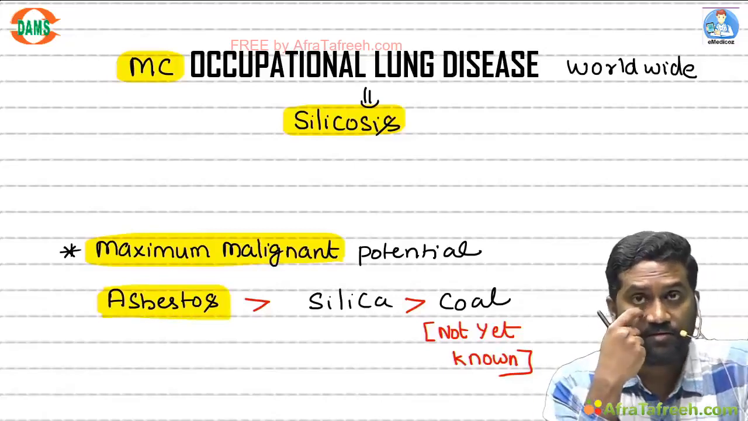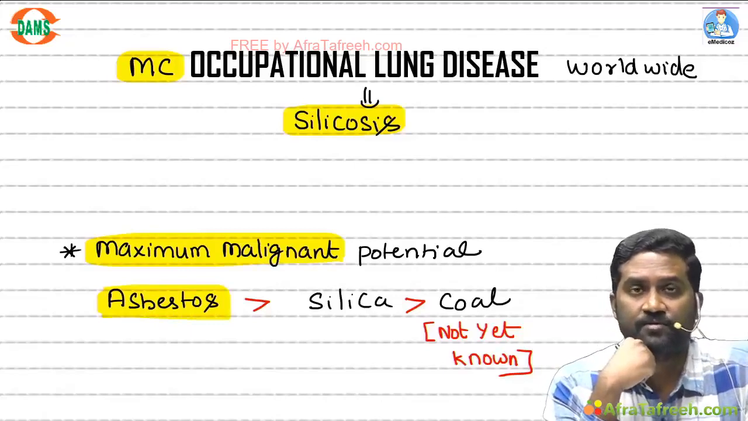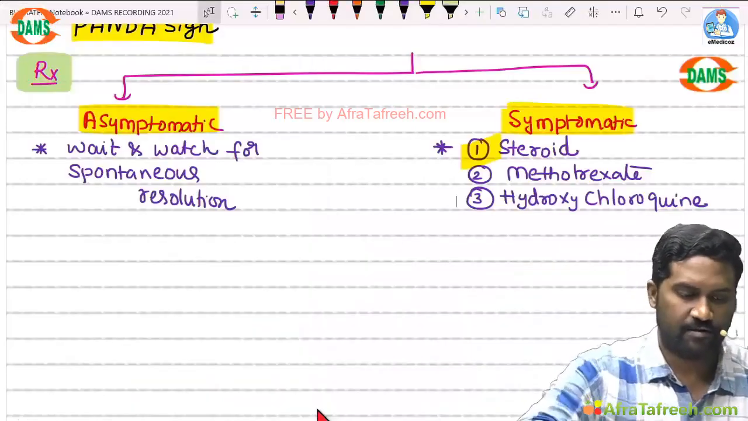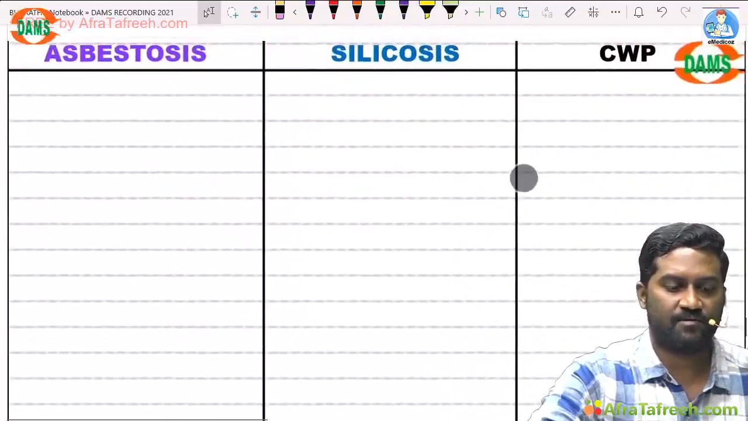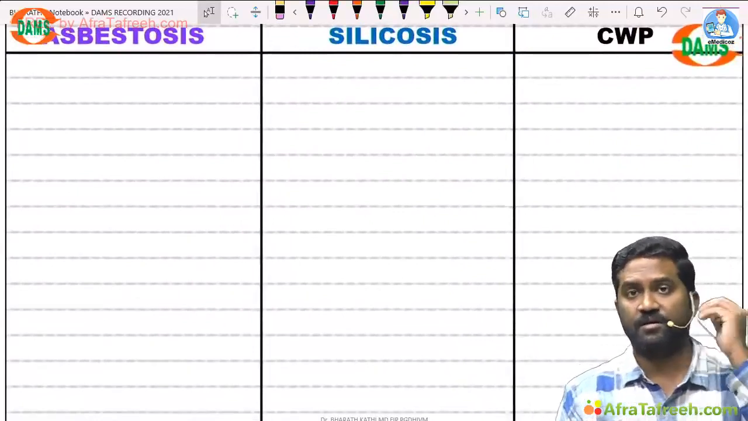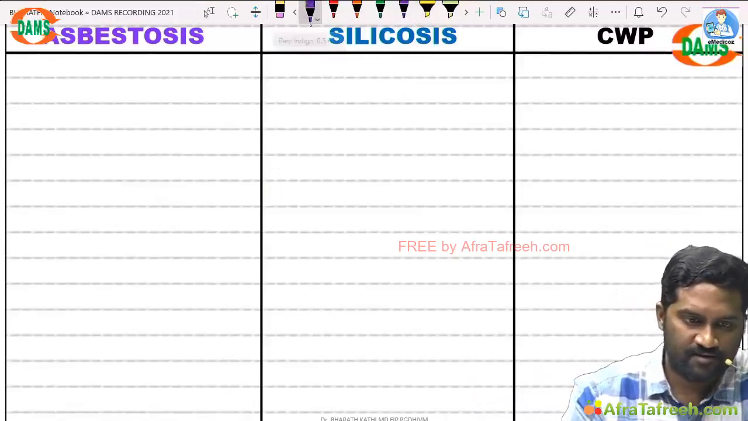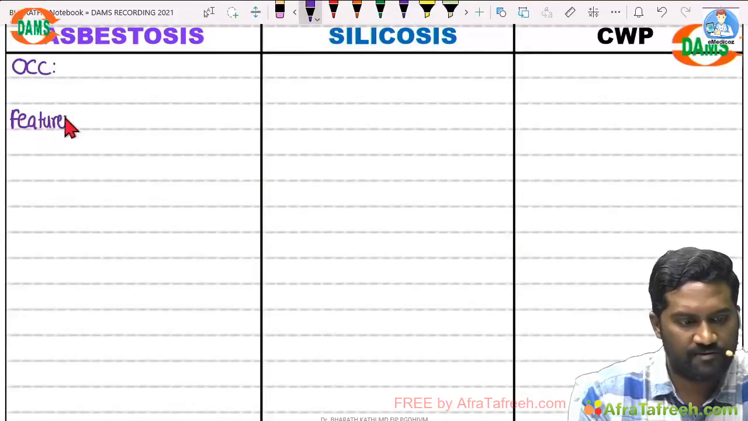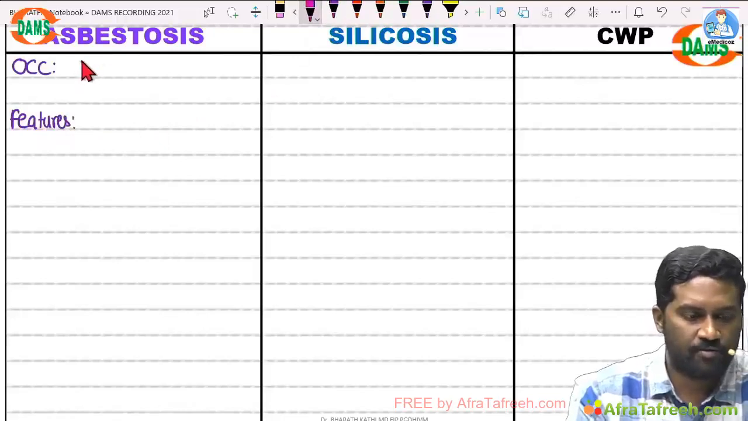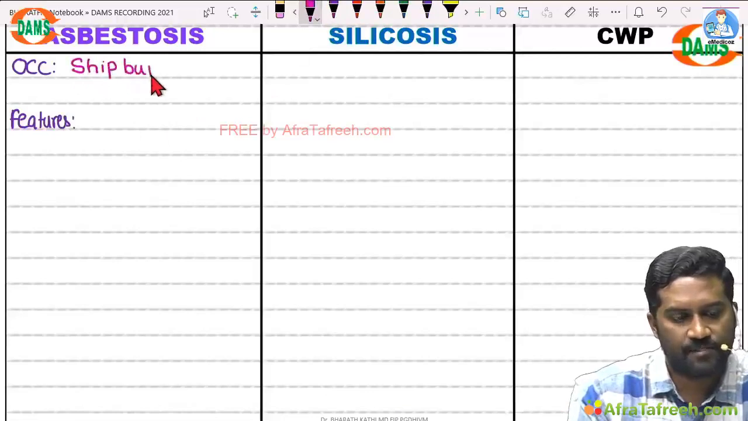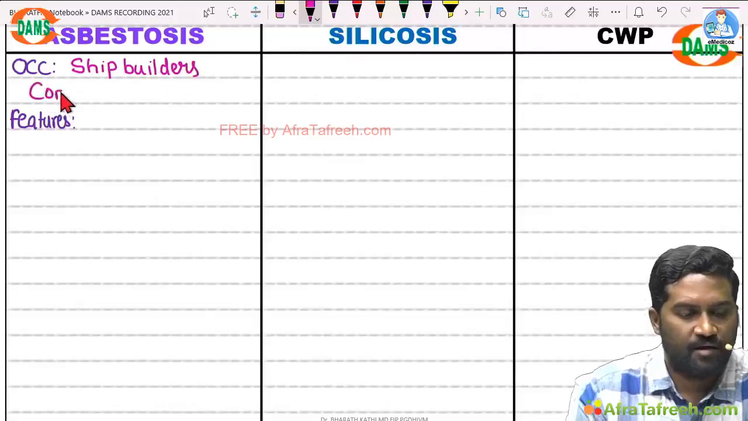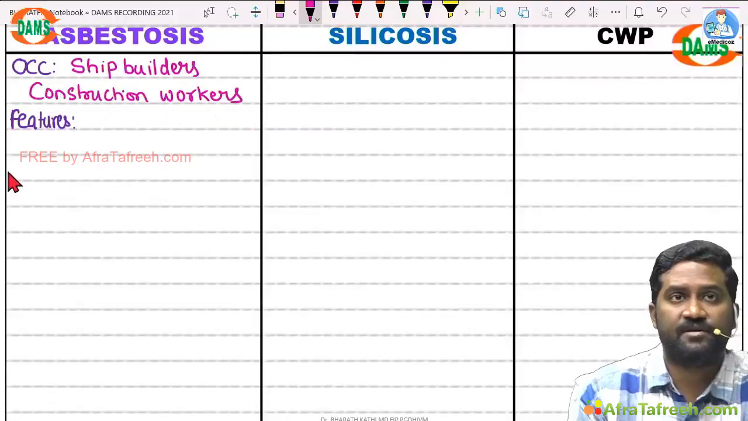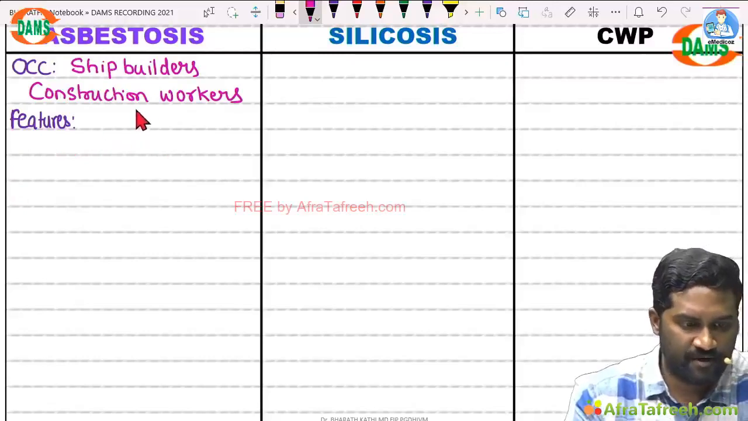For your exam they will ask you the differentiating features of silicosis, asbestosis, and coal workers' pneumoconiosis. I have made this into a table for easy understanding. So write down the important differentiating features of asbestosis, silicosis, coal workers' pneumoconiosis. We will discuss in terms of what are the occupations responsible and what will be the important features. For asbestosis, occupations will be shipbuilders, construction workers.